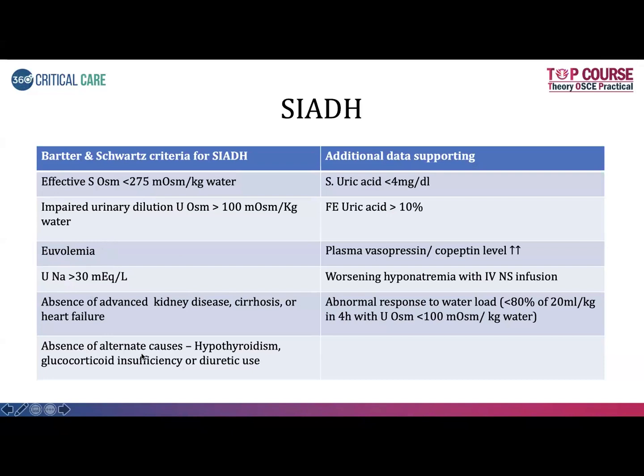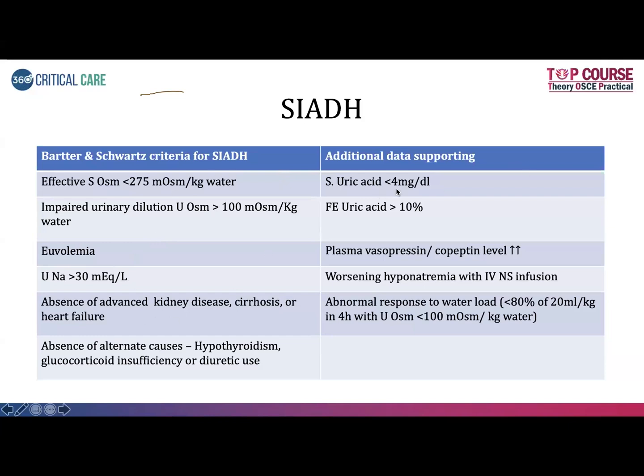Absence of any alternate causes like hypothyroidism, glucocorticoid deficiency. So rule out other causes. Serum sodium is low, euvolemia, urine osmolality is high, and then urine sodium is high. So these are the major criteria.